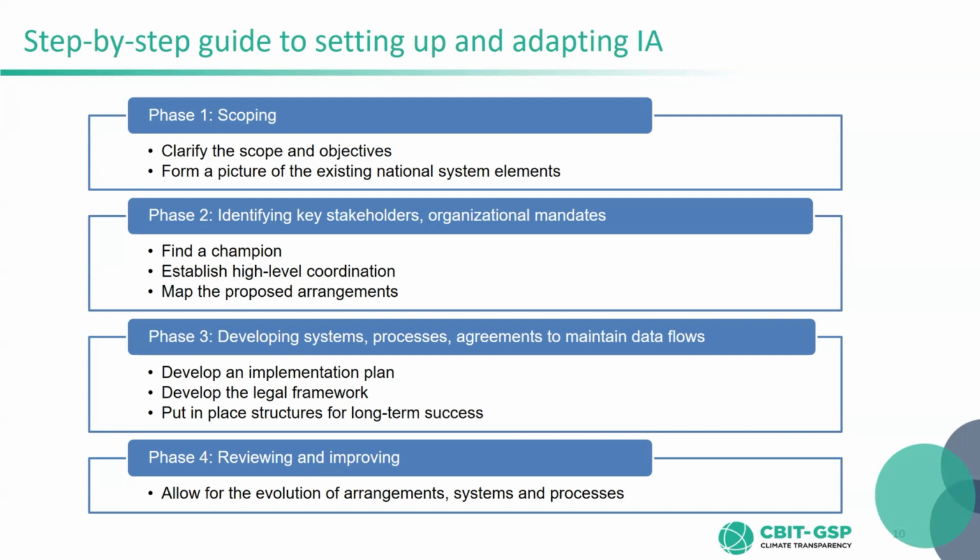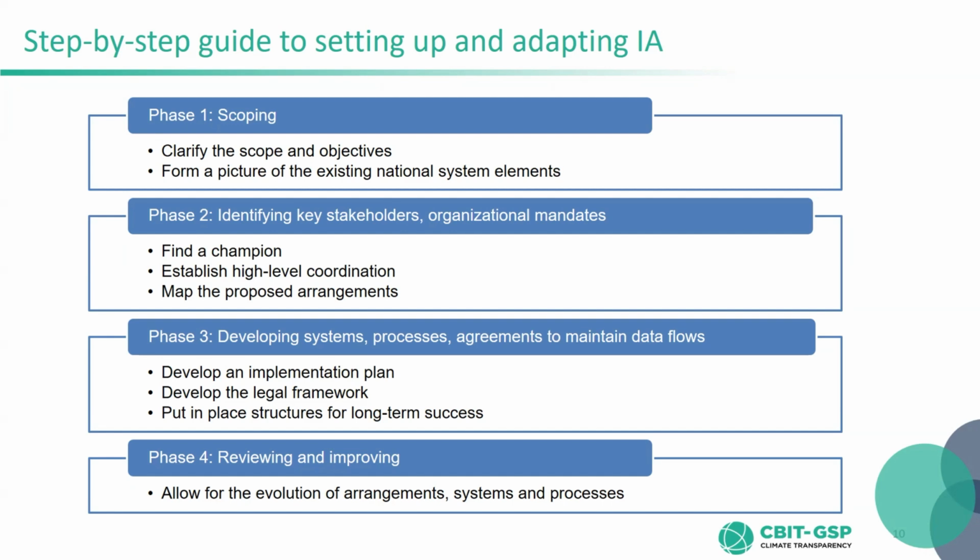Then we can move to the second phase, which is identifying key stakeholders and mandates. So we need to map out the institutional landscape to find a high-level champion who is responsible to support the whole process and to secure, and that's a very, very important point, the political buy-in. Also, he will be in charge of setting up the coordination mechanism that brings together key ministries and data providers, and also define clear rules, responsibilities and communication channels to make it work.